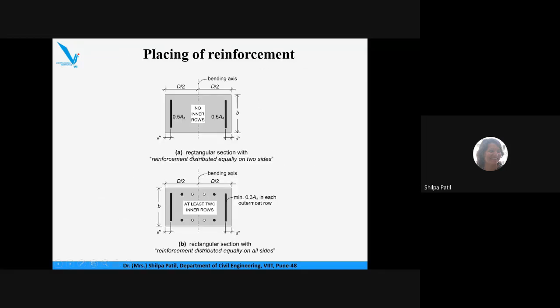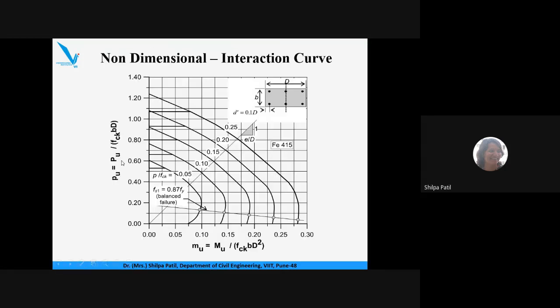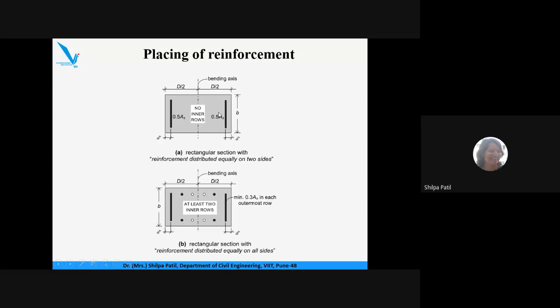This is for the rectangular section. Similarly, for circular columns also, the interaction curves are there. Obviously, for a circular column we will not have dimensions b and d. Both these dimensions will be replaced by the diameter D of the column, and the ratios will not be Pu upon fck into bD, but Pu upon fck into capital D, and Mu upon fck into capital D square. That D is nothing but the diameter of the column. So these are the two cases considered for rectangular columns.